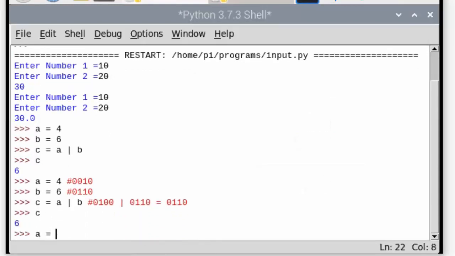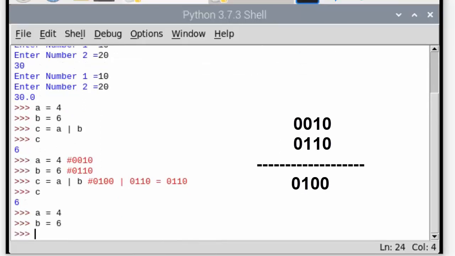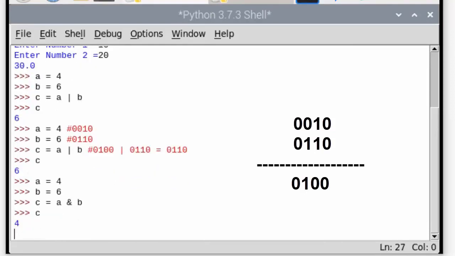Now if I write A equal to 4 and B equal to 6 again, and if I write C equal to A and B, can anybody tell what will be the answer? Yes, exactly 4. Very correct. C will be 4. This is how the bitwise operations are performed.